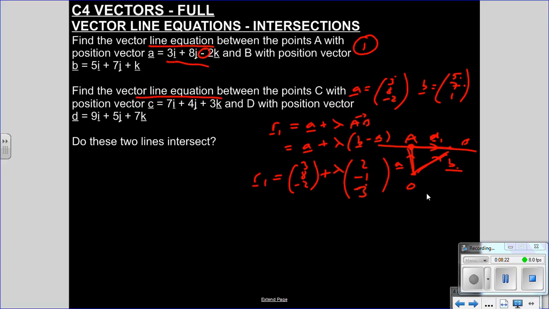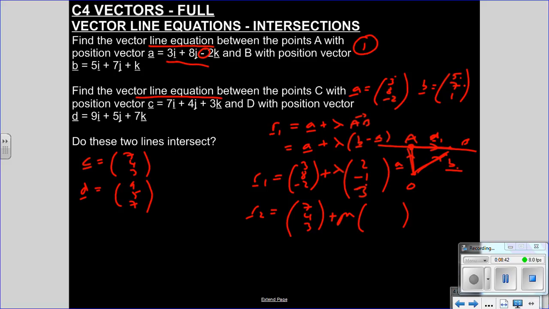Second, find the vector line equation between the points C and D, and C has 7, 4, and 3, and D has 9, 5, and 7. So we can go much quicker now, can't we? So R2 is going to be C, 7, 4, 3, plus, not lambda this time, because that proportion and that proportion, you don't know that that's the same. Do you see? You don't know how equally spaced A, B, and C, D are relative to their own lines. So 7, 4, 3 plus mu, lots of C to D, which is D minus C. So 9 take 7 is 2, 5 take 4 is 1, 7 take 3 is 4. There you go, you've got your two vector line equations.